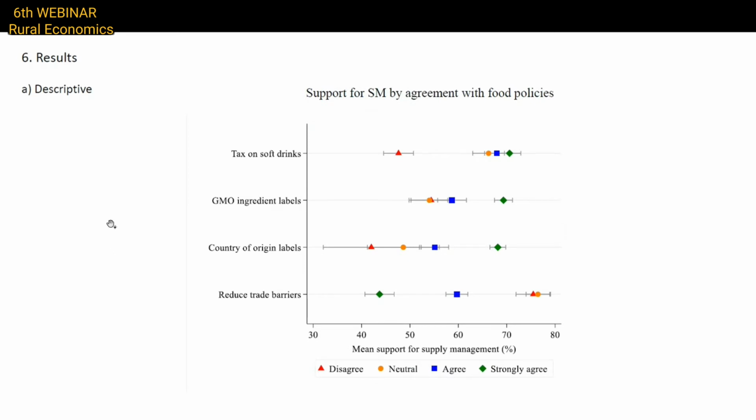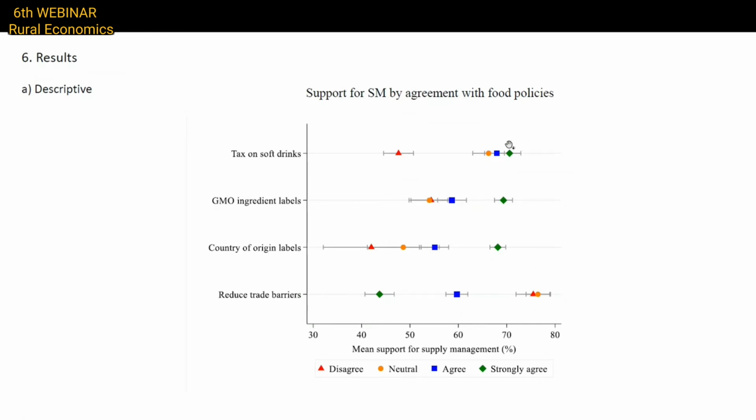We also asked some questions about specific food policies that the government might impose. So we asked, do you support or would you support a tax on sugary sweetened beverages, like a fat tax? People who disagree with a fat tax, would not support it, were less supportive of supply management, about 50% predicted support for the policy.